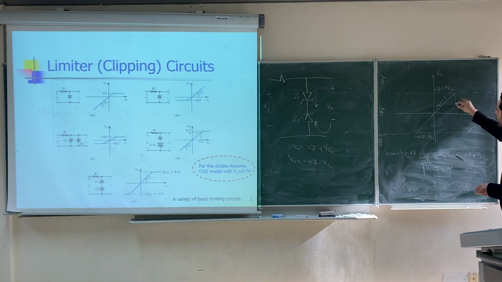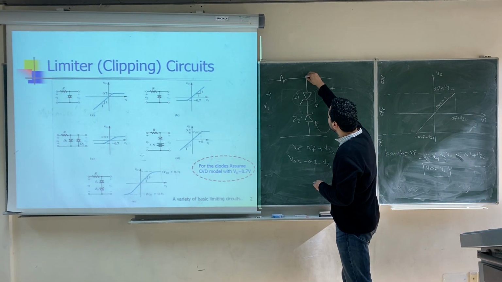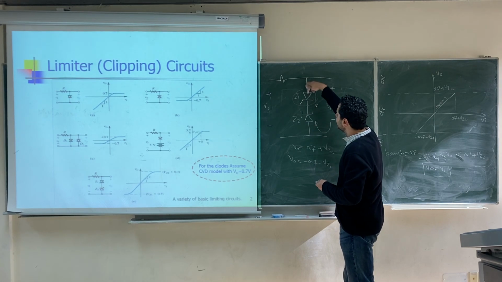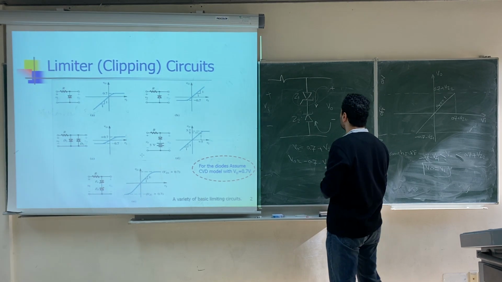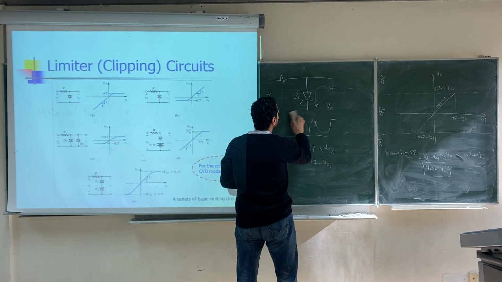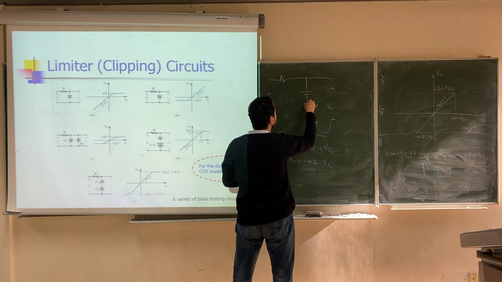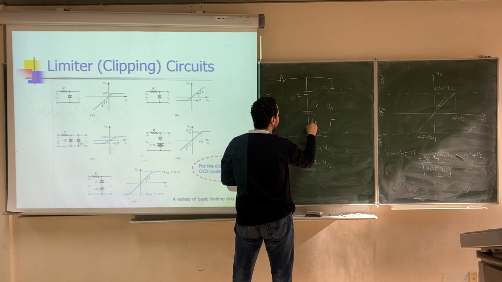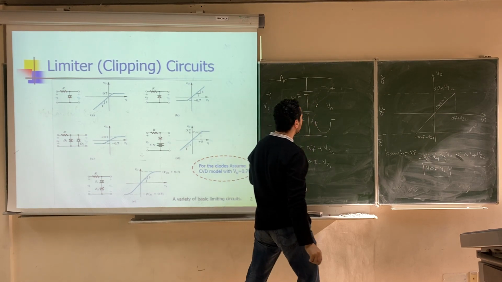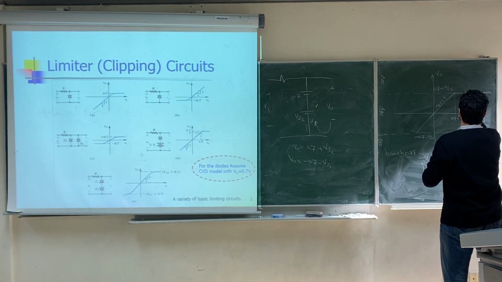Once the input reaches this point, 0.7 plus VZ2, the branch will be on. This diode is going to operate in the forward direction, and this will operate in the breakdown region. When the first diode works in the forward direction, we'll get a battery of 0.7. When the other one works in the breakdown region, we'll get a battery of VZ2, so the output will be fixed or clipped at 0.7 plus VZ2.